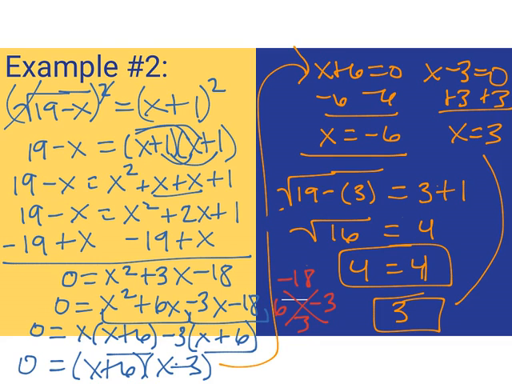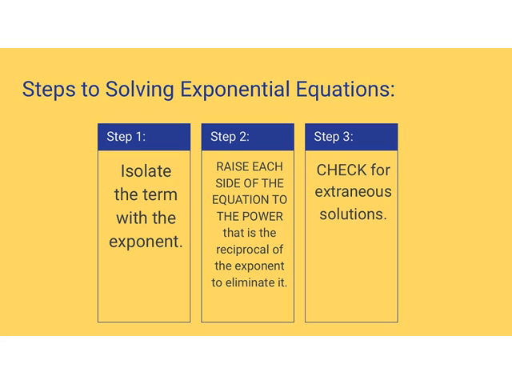So 3 is the only number that worked. When we plugged it in, we actually got a number equaling a number. When we plugged in that negative 6, we got 5 equaling negative 5. It does not work. So 3 is our actual only solution there.